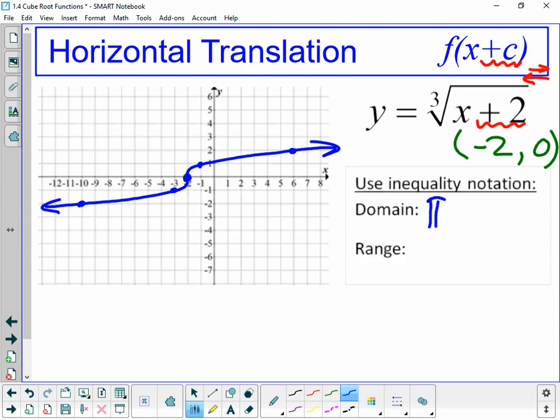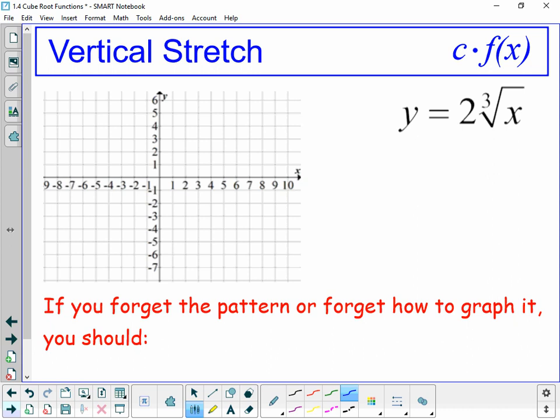Domain and range, all real numbers. For cube roots, you will always see that in the same. All right, a vertical stretch. Let's see how this changes the graph.